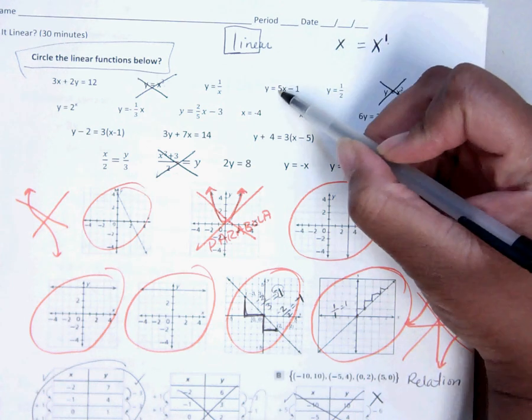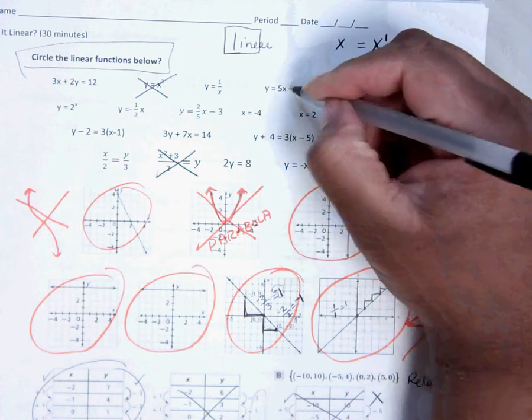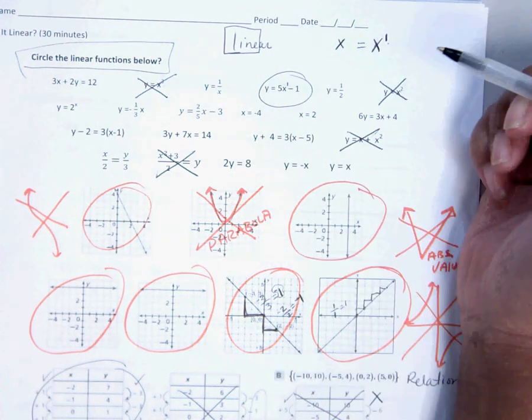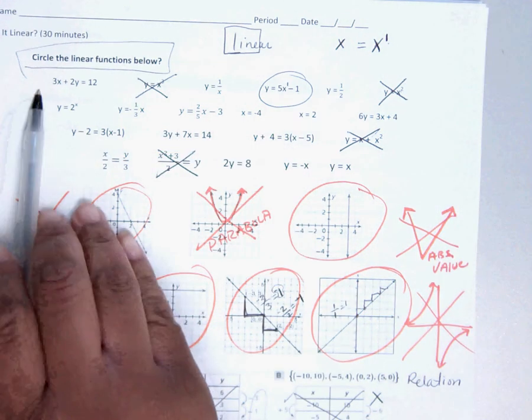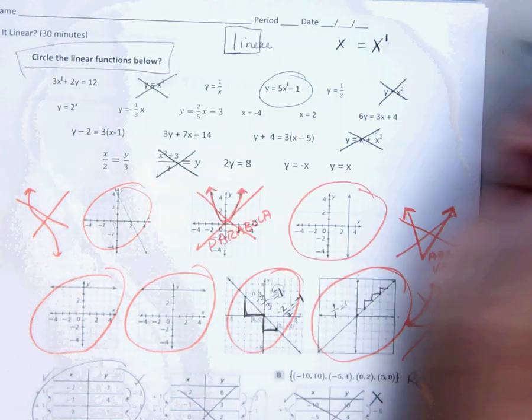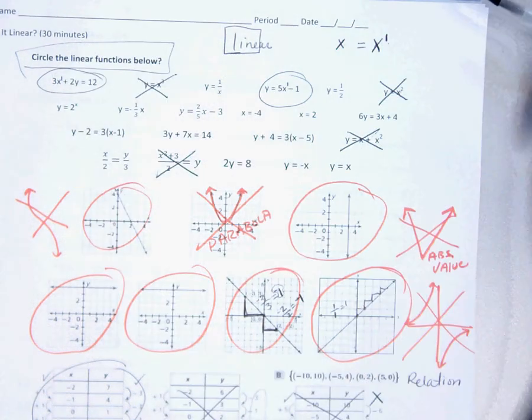So, y equals 5x minus 1. This is the only x. It doesn't have a number there, so I know it's a 1. That's one-dimensional, so it is linear. Look for the x. It doesn't have a number on it, so put a 1. That's the highest exponent I see, so it is linear.